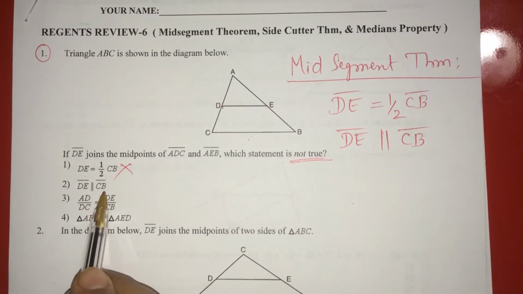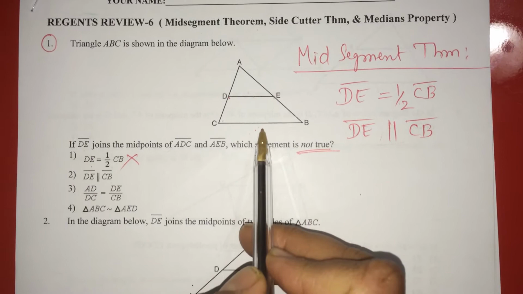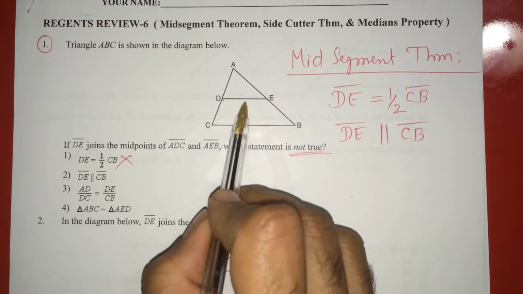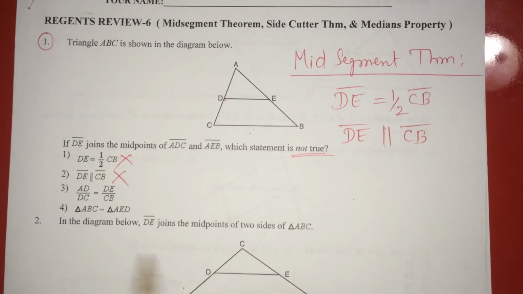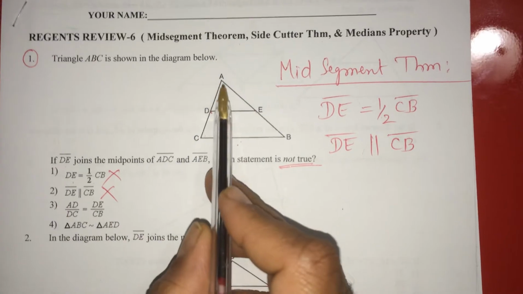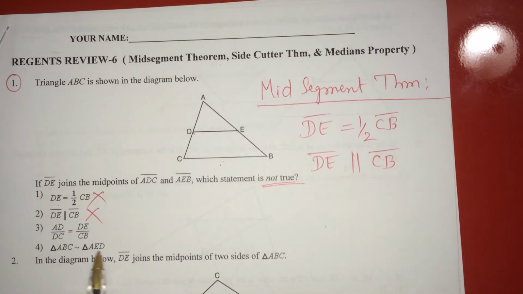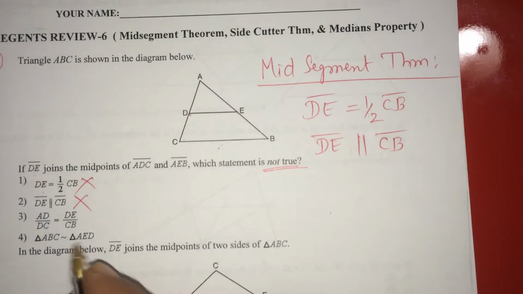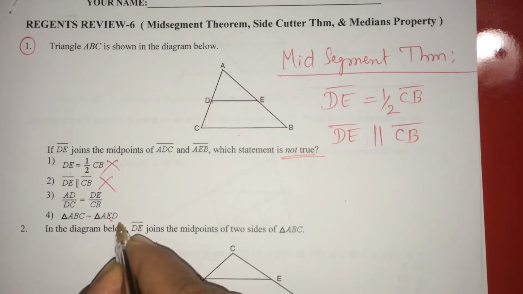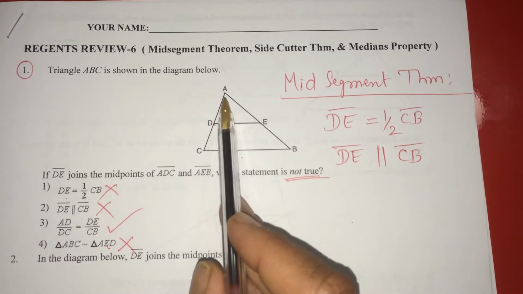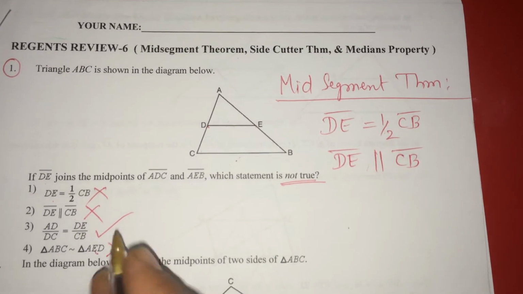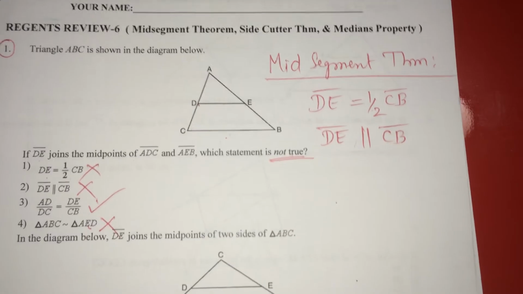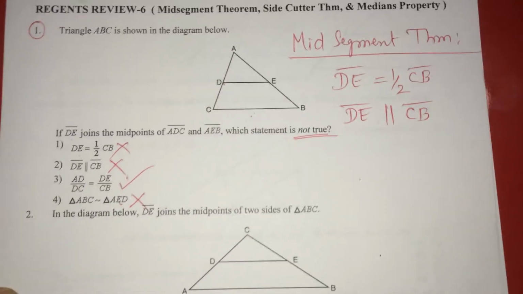In the same way, DE is parallel to CB according to this mid-segment theorem. That is true actually, but we don't want true, so this is not our answer. If you see the fourth one, triangle ABC and triangle AED, definitely they are similar. This is also a correct statement, but that is not our answer. Therefore, the only choice is 3. AD over DC is equal to DE over CB, he is giving. That is wrong actually, so the wrong one is our correct answer. In the same type, please try the second one.